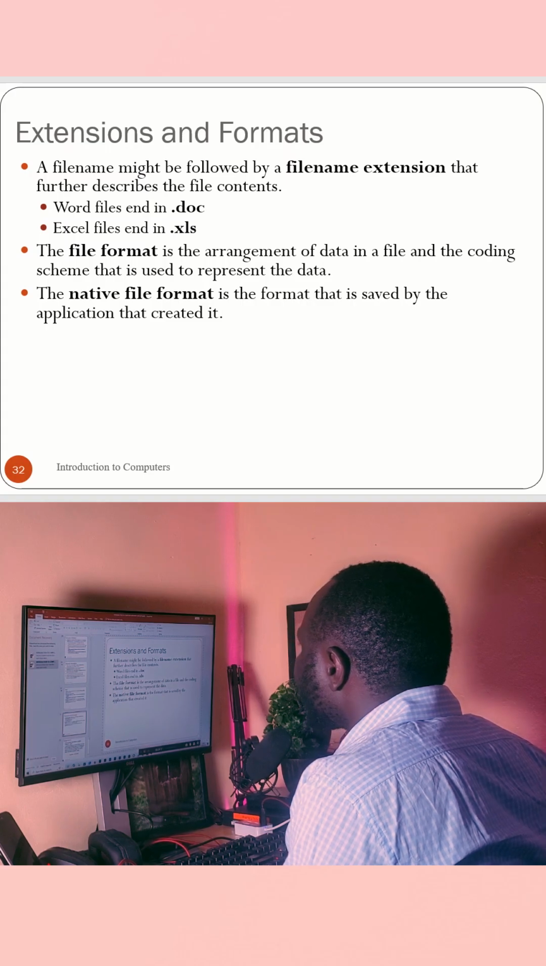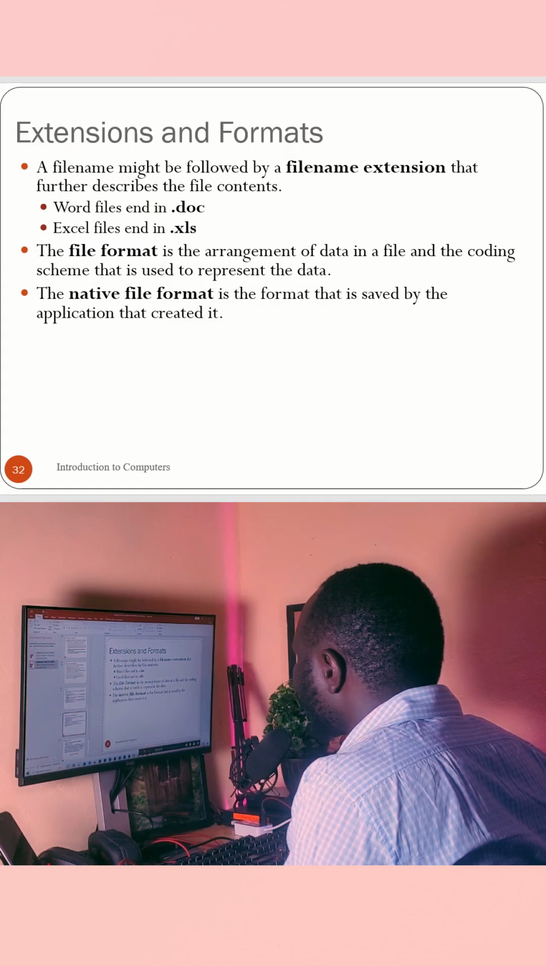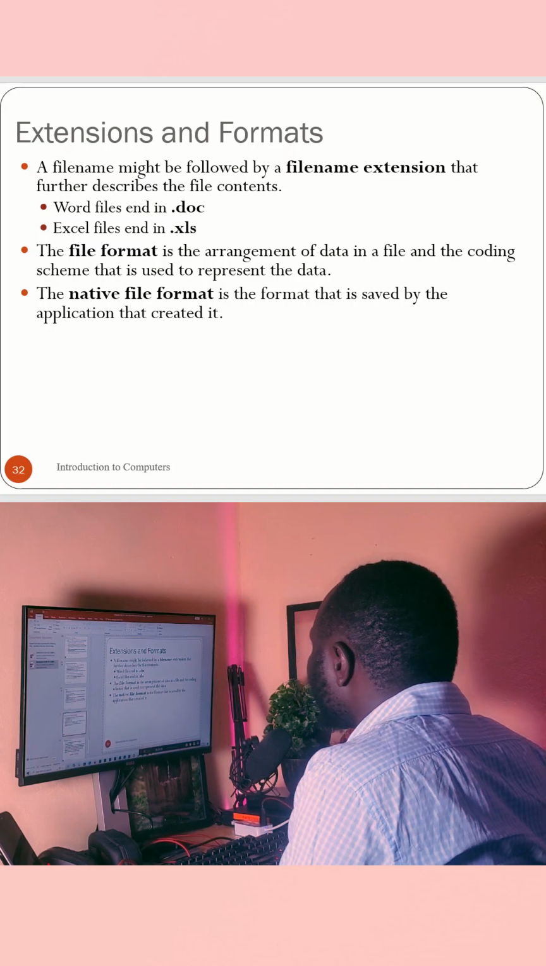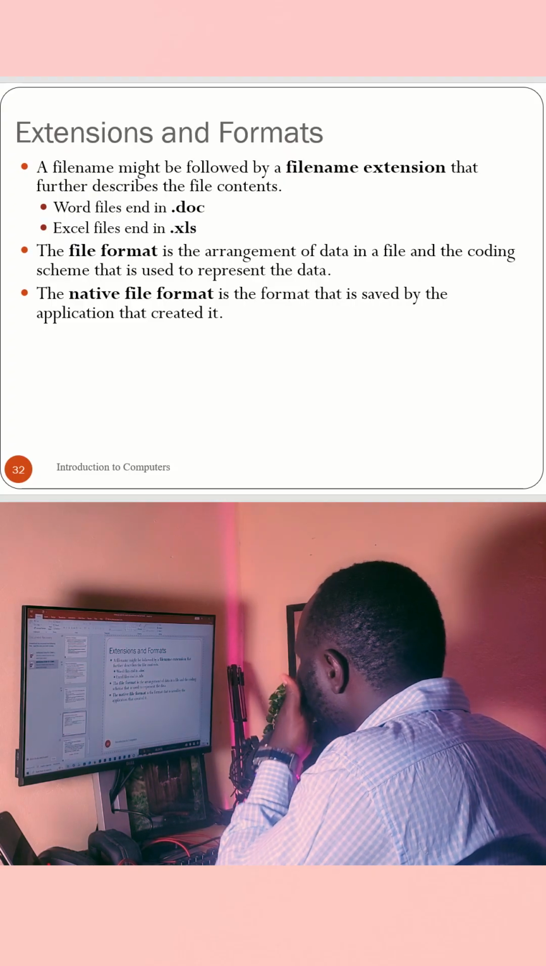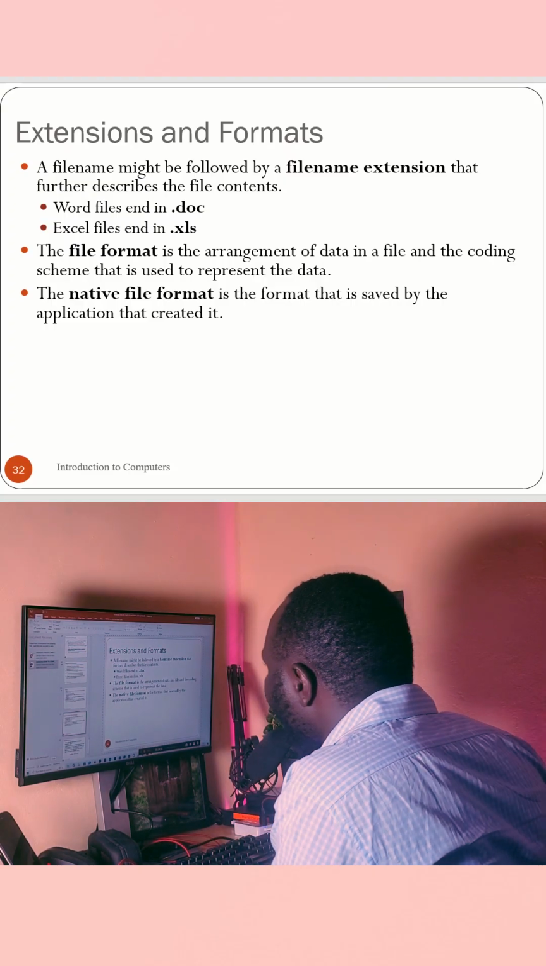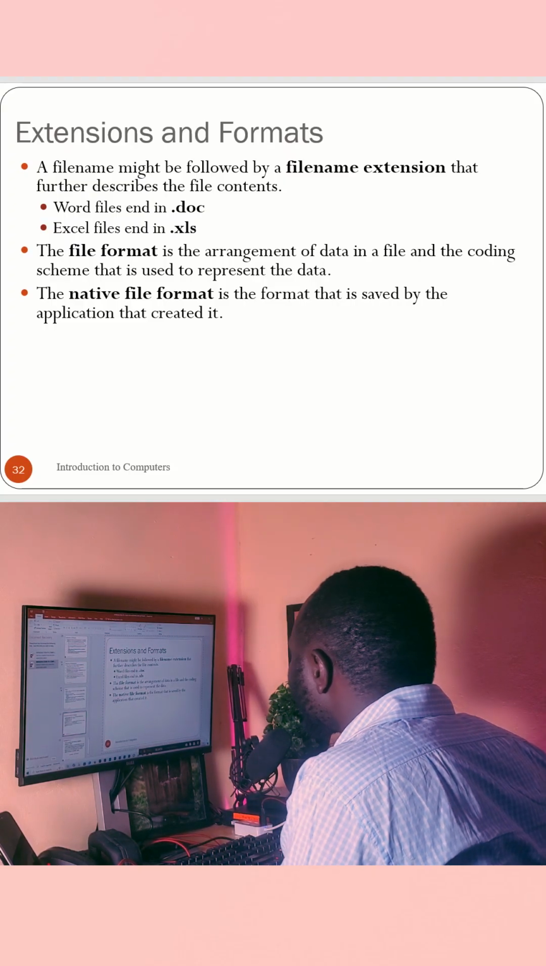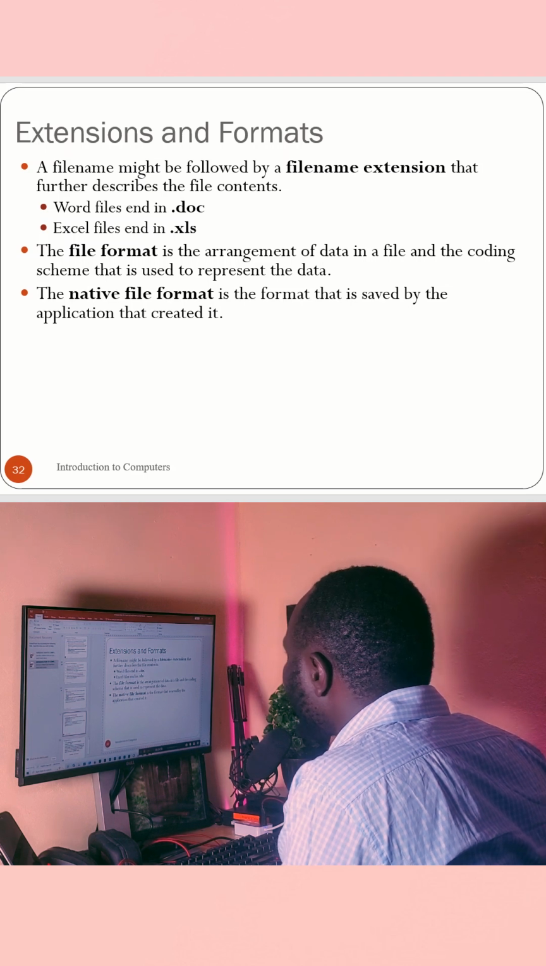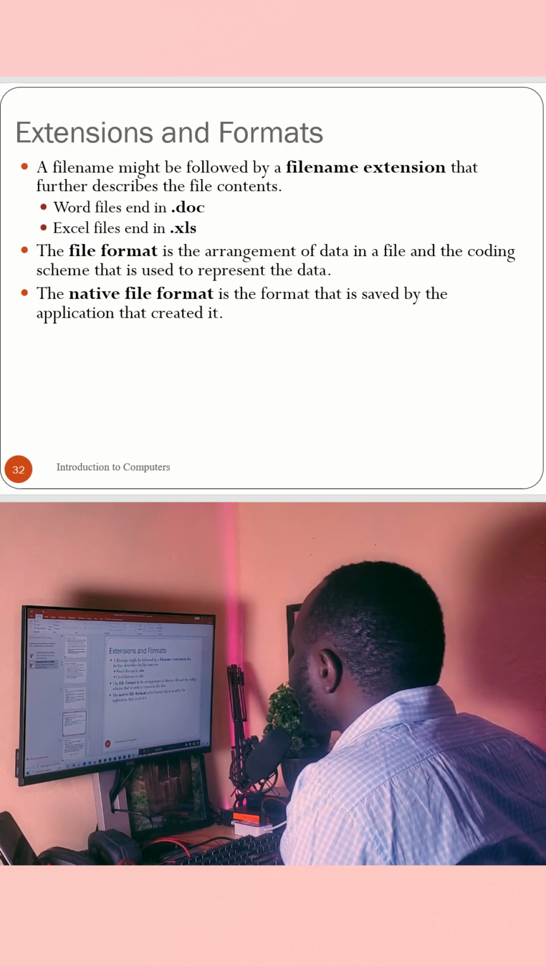The file format is the arrangement of the data in a file and the coding scheme that is used to present the data. The native file format is that which is saved by the application that created it. Yes, it is in the format of the file that was used to create it.